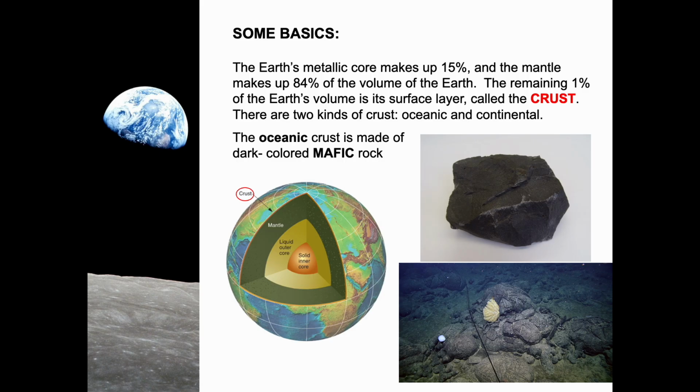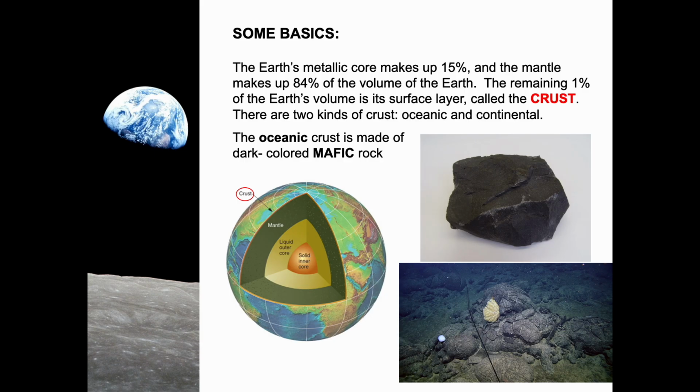The outermost layer, the crust, where we live and most of the things we can see, has two different types. We have oceanic crust and we have continental crust. Oceanic crust is underneath the oceans and continental crust is on the continents where we live. The oceanic crust, for example, is made up of dark-colored mafic rock, chiefly rocks like basalt, which is what we have here in this picture.